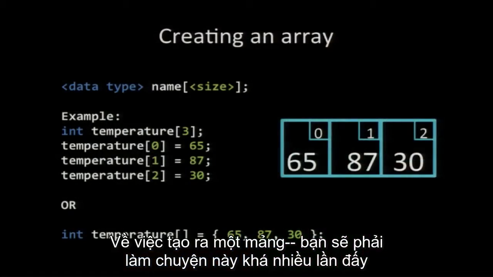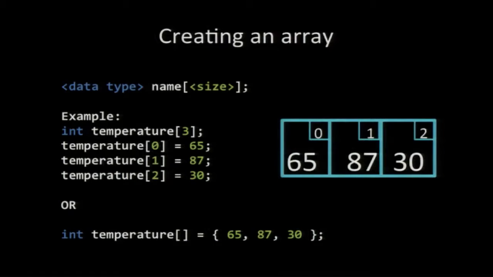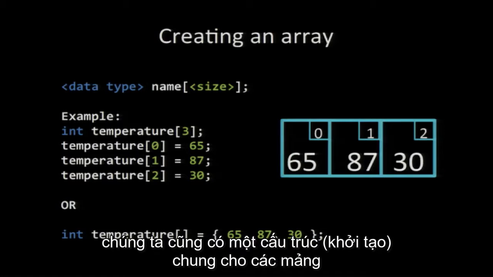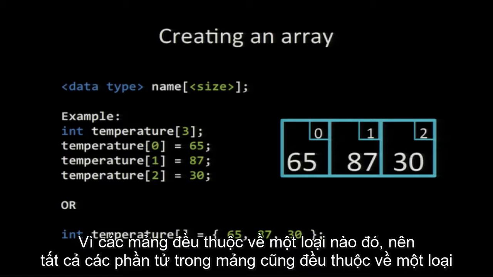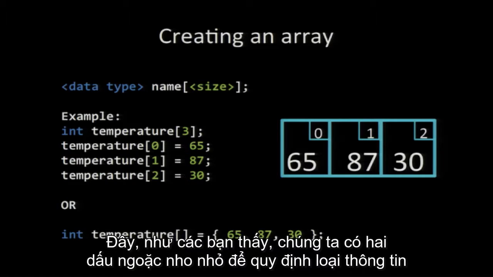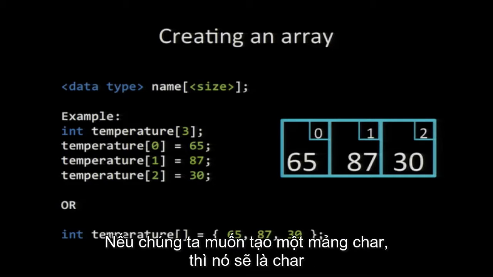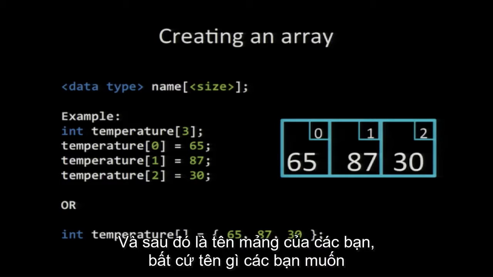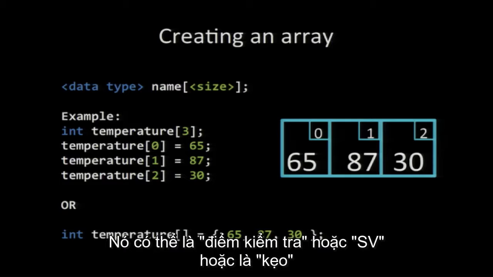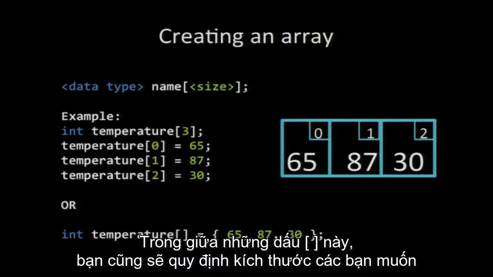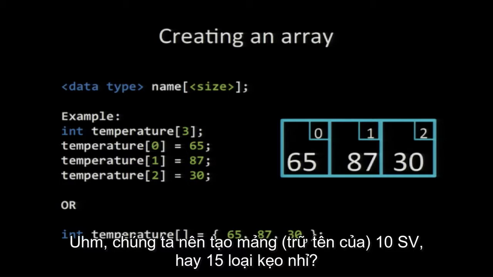So creating an array, you're going to need to do this quite a bit. In the same way that we have a general structure for our for loops, we have a nice general structure for our array. Because all of the elements in an array are one type, you need to initialize what that type is. So if you see here, we have the data type. If we're creating an int array, that will be int. If we're creating a char array, it'll be char. If we're creating a string array, it'll be string. And then the name of your array, whatever you'd like it to be. Maybe it's test scores, or students, or candy. Whatever you decide to name your array, that's what it'll be. And then in brackets, you'll have the size that you want. So are we storing 10 students, or are we storing 15 types of candy?